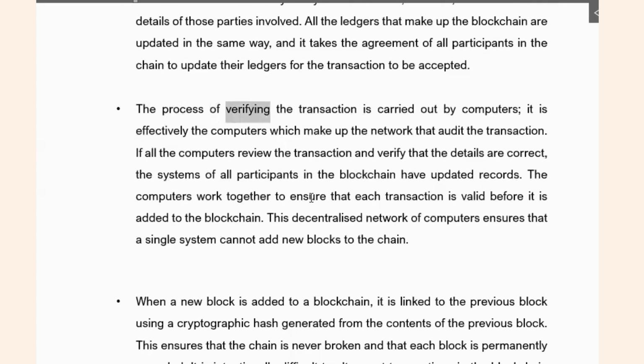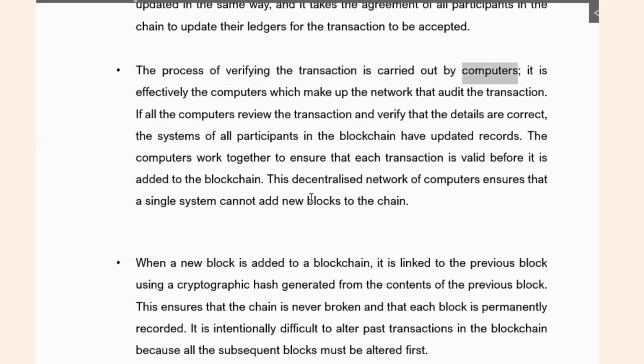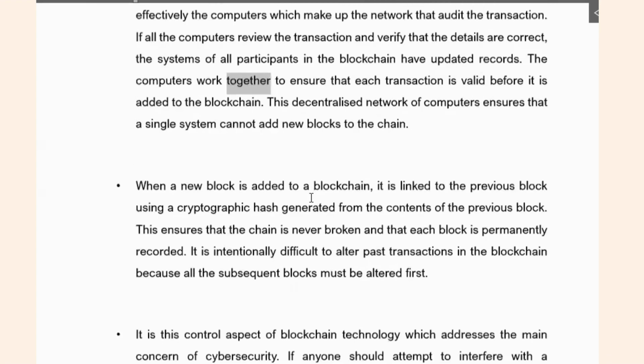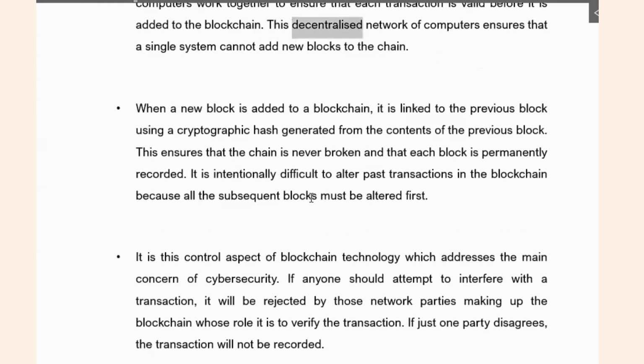The process of verifying the transaction is carried out by computers. It is effectively the computers which make up the network that audit the transaction. If all the computers review the transaction and verify that the details are correct, the systems of all participants in the blockchain have updated records. The computers work together to ensure that each transaction is valid before it is added to the blockchain. This decentralized network of computers ensures that a single system cannot add new blocks to the chain.